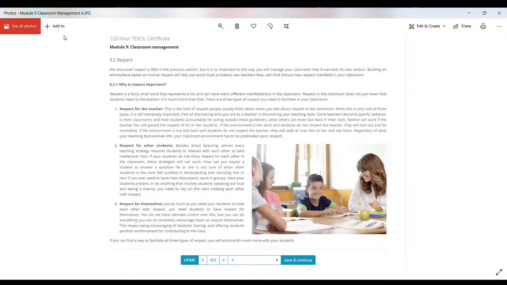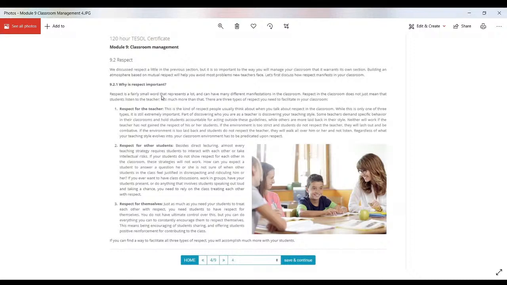The next part is respect. We already discussed a little about respect in the previous section, right? But it is so important to the way you will manage your classroom that it warrants its own section. Building an atmosphere based on mutual respect will help you avoid most problems new teachers face. Okay, so let's discuss how respect manifests in your classroom.